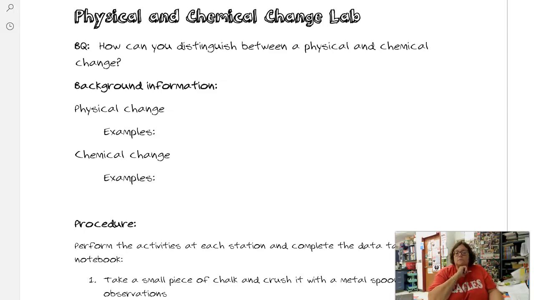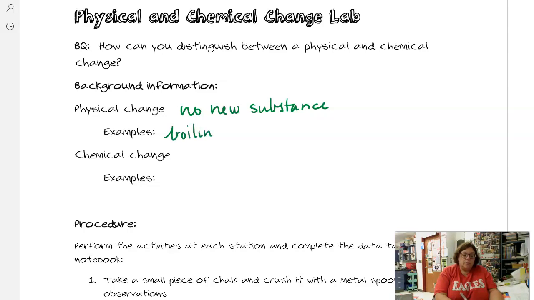The background information: a physical change is a change where no new substance has formed. Examples of this would be phase changes, boiling, melting. Also, if you cut something in half, or if you paint it, all of those are examples of physical changes.